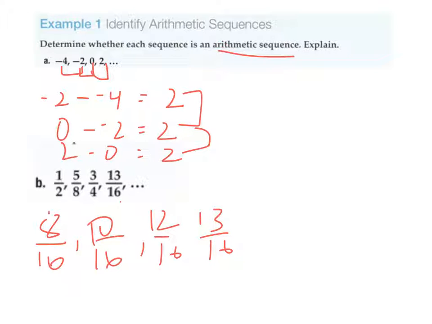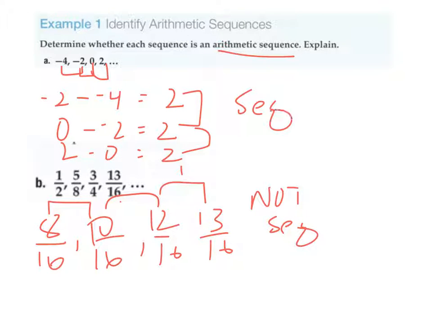If you look at each number on the numerator, it goes up by 2 until we get here, which only goes up by 1. So this is not a sequence. This is a sequence, and this is not a sequence.